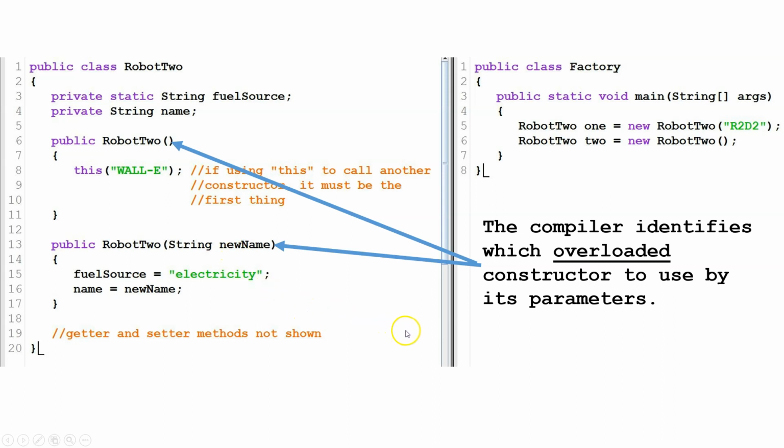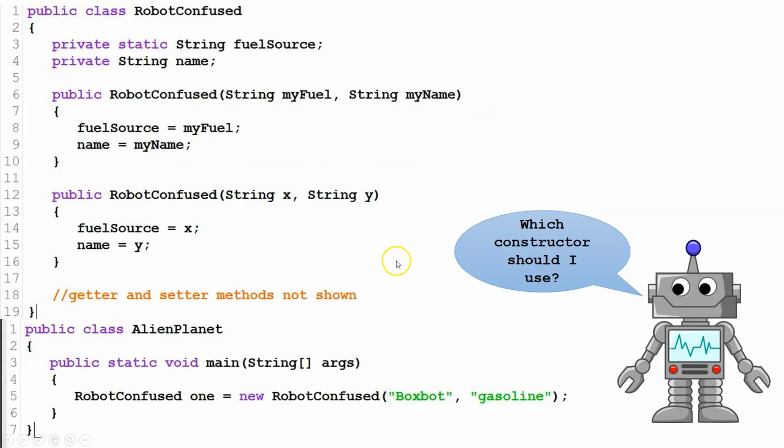So let's look at another example where we can run into a problem overloading constructors. Okay, so now we have a class called robot confused and we have a class called alien planet. So we've got our two fields and we've got two constructors. Now these constructors both have two strings. The strings have different names in the parameters, but it's two strings.